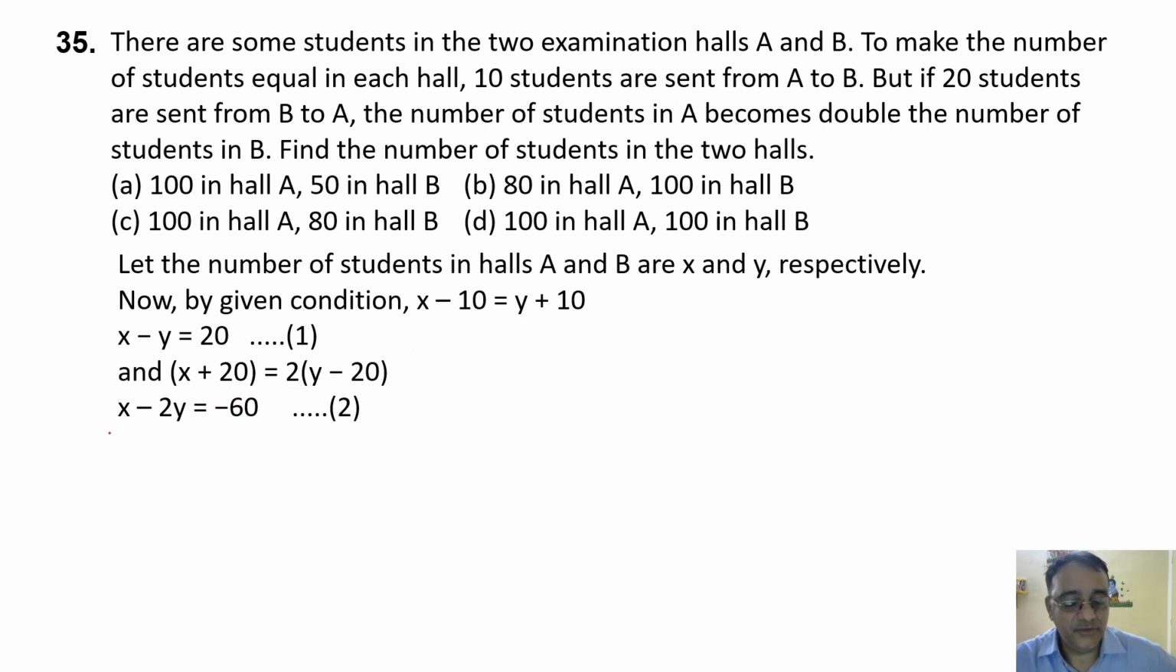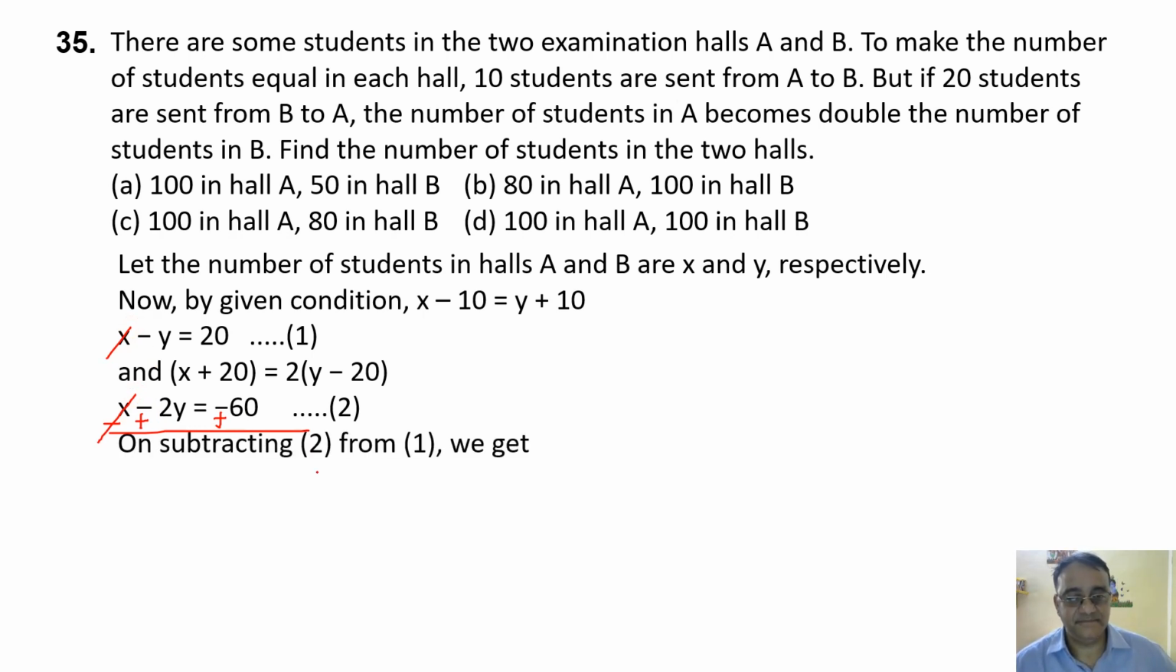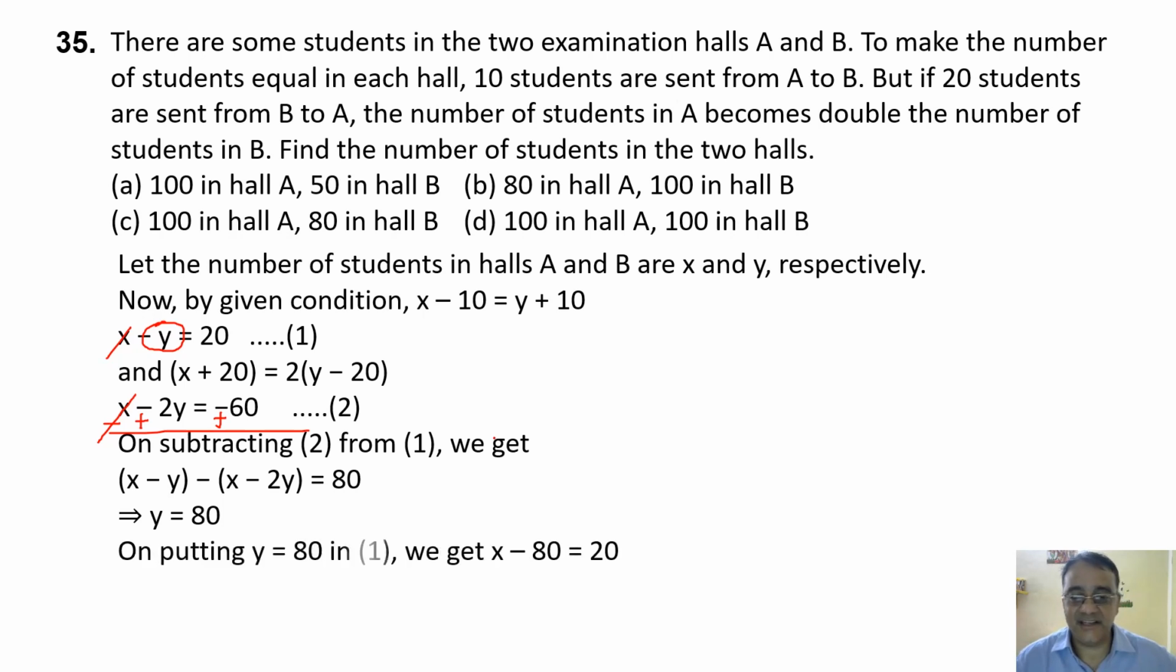Yes, sir. Now we have to subtract these two. देखो subtract मैं कर रहा हूँ, माइनस प्लस प्लस. So x minus x cancel हो जाएगा and minus y plus 2y will be y is equals to 80. ठीक है, y is equals to 80 आ गया. Now if you substitute y is equals to 80 here, you will get x minus 80 is equals to 20.